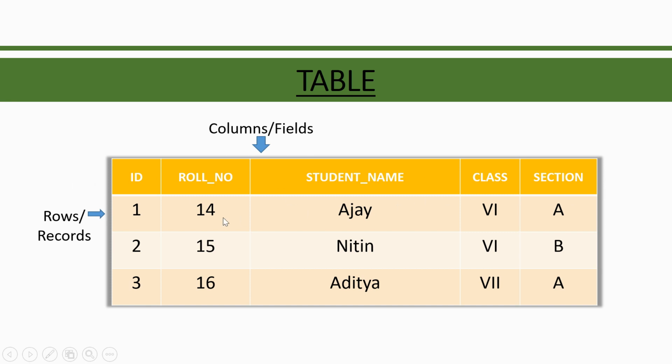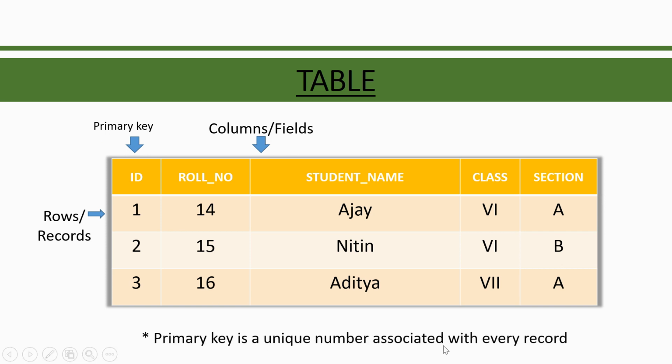Okay, now the very important thing is the ID. Now ID is a primary key. Now what exactly is a primary key? A primary key is a unique number associated with every record. This is the most important thing to understand in our DBMS software. Every table must have a primary key.